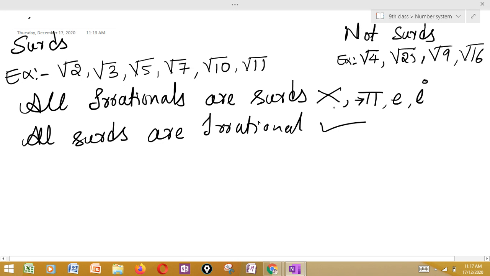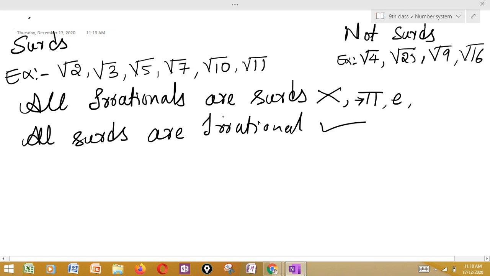You will learn in the higher classes about e and i. But for your consideration, pi and e are irrational numbers which are not surds. So this statement is wrong: that all irrationals are surds. But all surds are irrational, that is true. I hope you are getting the point that all the surds are irrational, but all the irrationals are not surds. Understood?